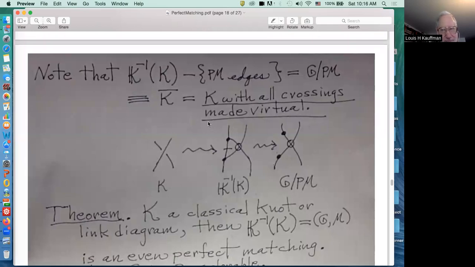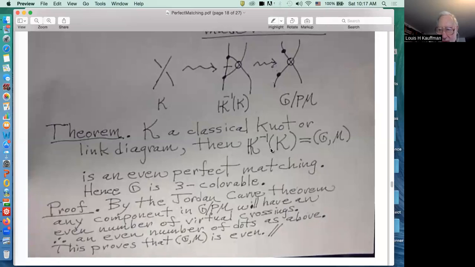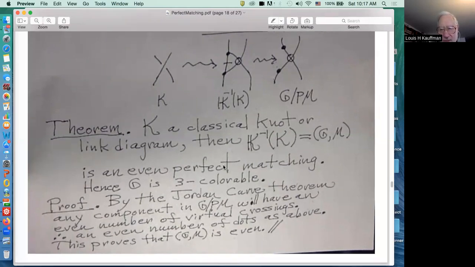Here's an observation. If you take your knot and make all the crossings virtual, this is exactly the same as removing all the perfect matching edges because of the way we map them. You see, you put in a virtual crossing. If you remove the perfect matching edge, then you just have the crossing. So if you want to know, for example, is it an even perfect matching, then the answer over here is there should be an even number of components. So if you start with a classical knot or link diagram, then you will get an even perfect matching. And so the corresponding graph will be three-colorable.